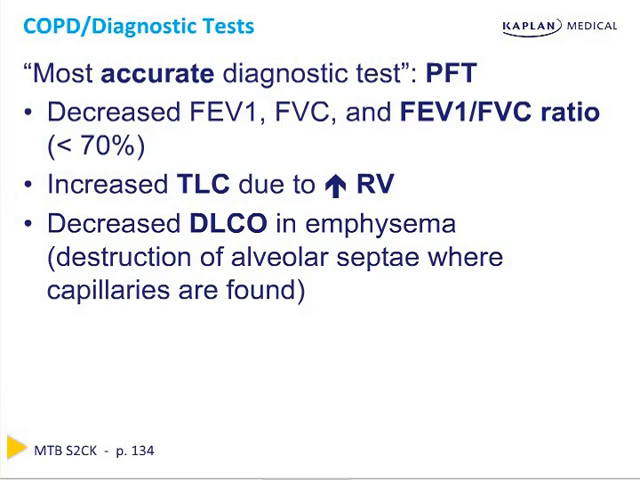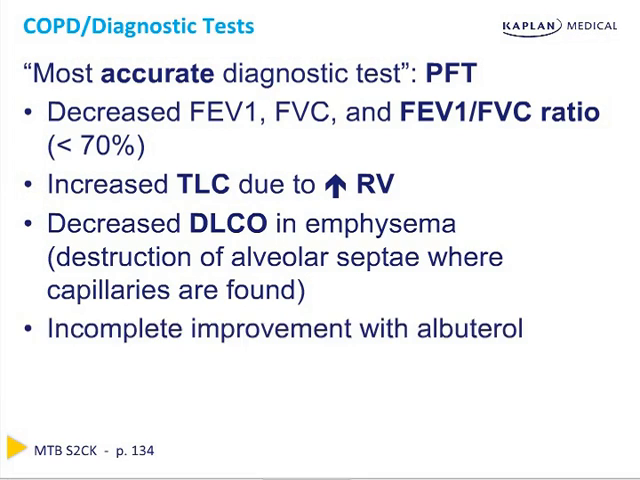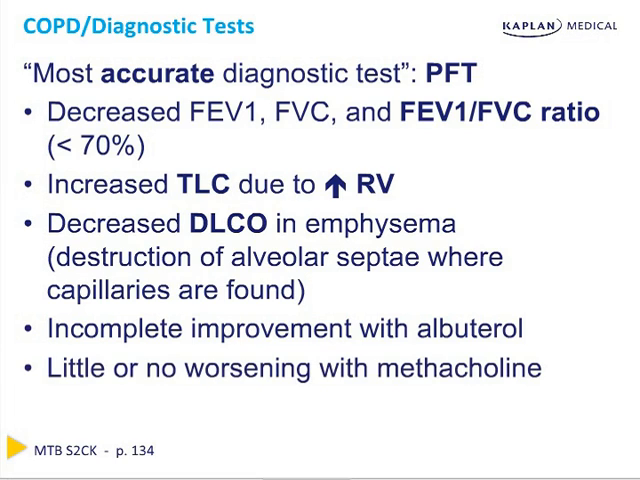On pulmonary function testing, we use the diffusion capacity of carbon monoxide, or the DLCO, to estimate the degree of alveolar destruction seen in emphysema. Lastly, you're going to see incomplete improvement with albuterol in a patient with COPD, whereas a patient with asthma is going to show a good amount of reversibility when administered albuterol. Similarly, there's no worsening or only some small degree of worsening if you administer methacholine.